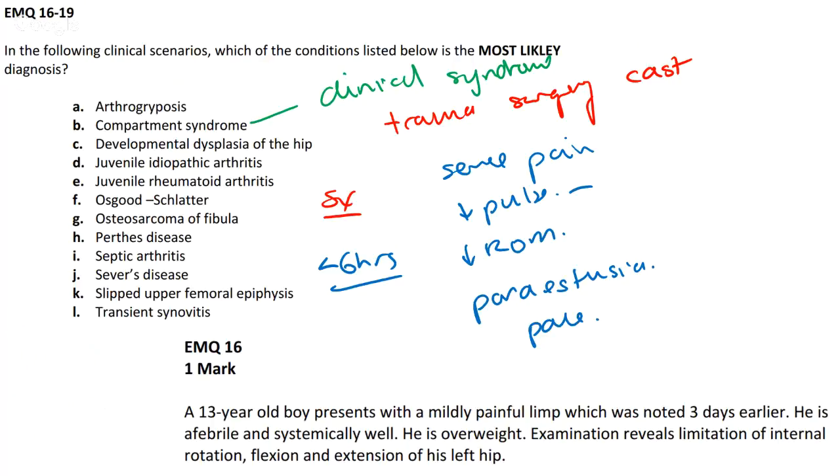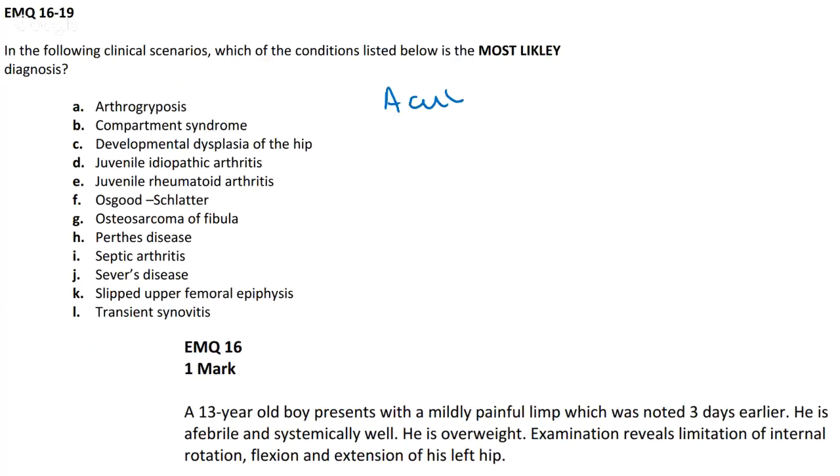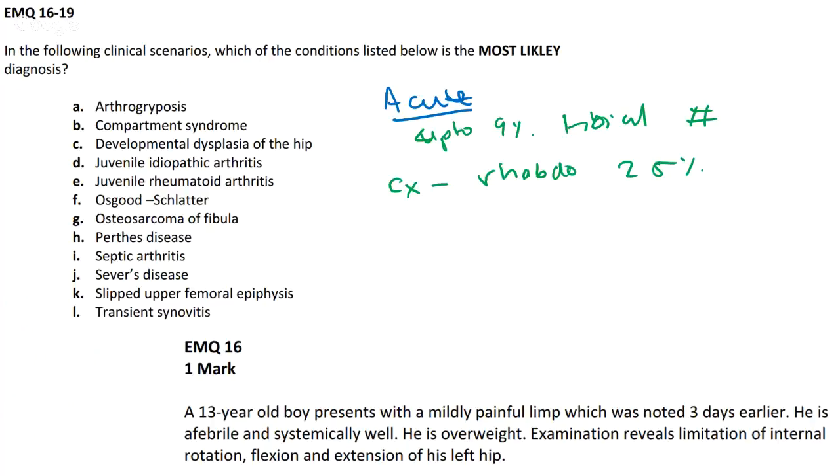Now, compartment syndrome is further broken down into two types, acute and chronic. So we'll talk about acute first. Important things to know about acute compartment syndrome: up to 9% of all acute cases is usually due to a tibial fracture. Most common complication is rhabdo, and that happens in about 25% of people.